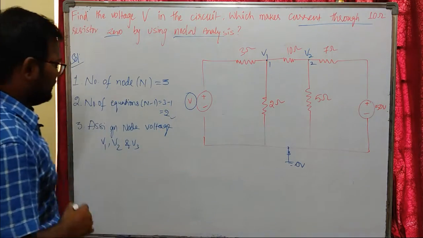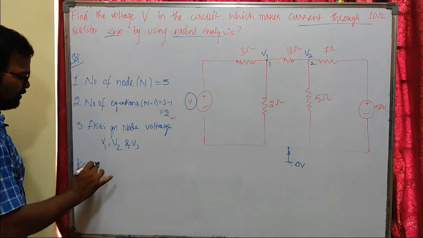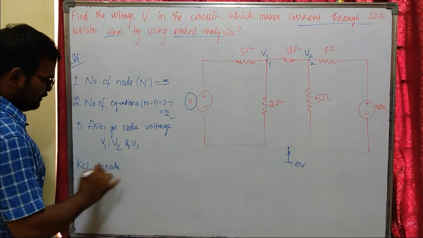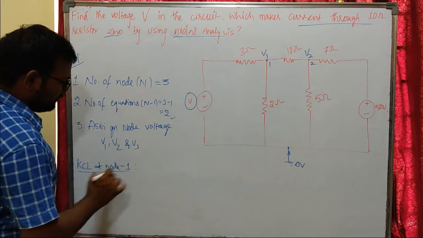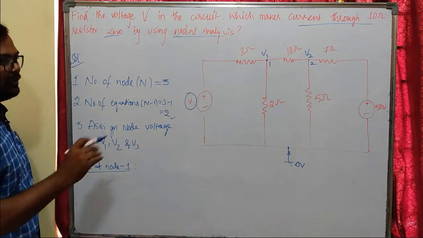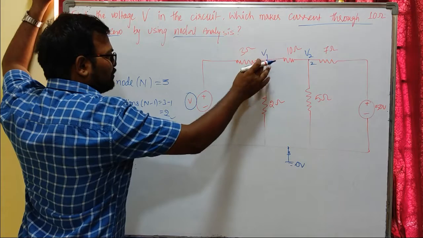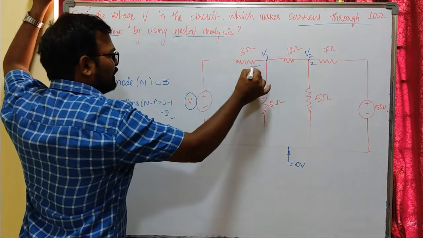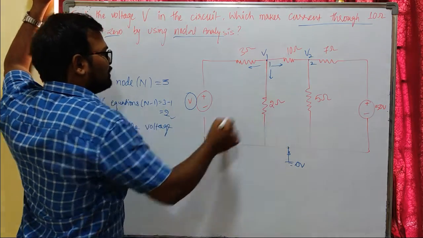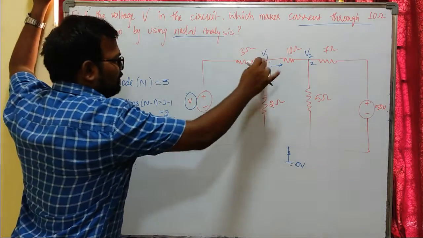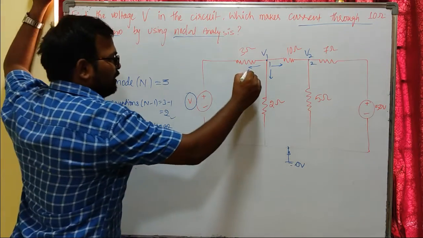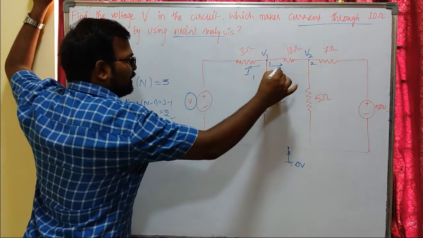Let us apply KCL at node 1. You can solve this circuit on your own; you don't need to depend on me. So I am going to apply KCL here at node 1. We treat V1 as the higher potential, so current must leave the higher potential. These are the three currents leaving node 1, so let us assume them as I1, I2 and I3.